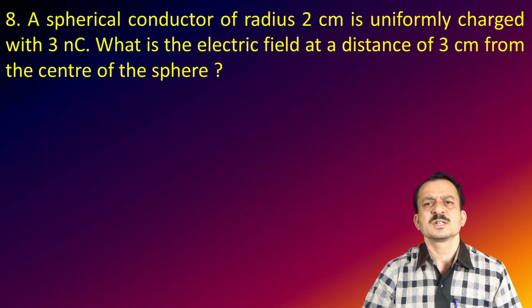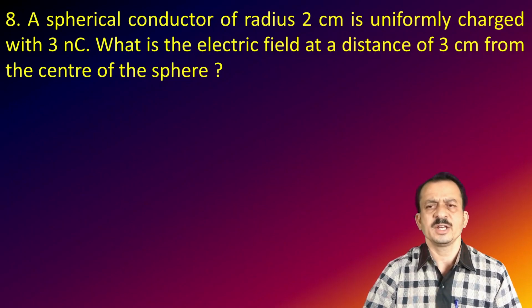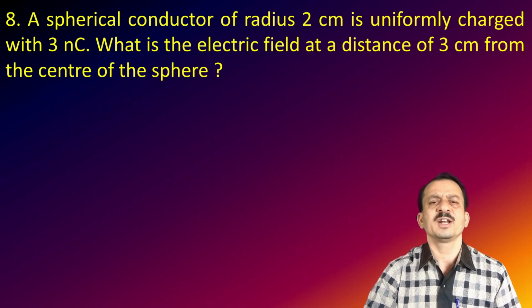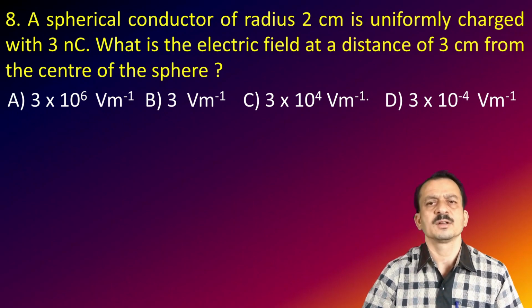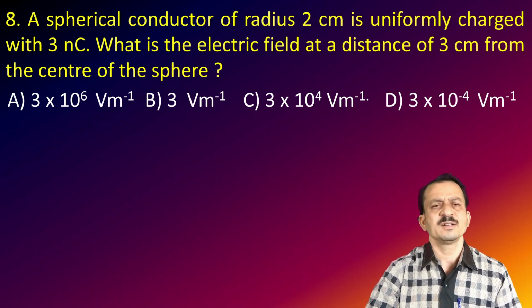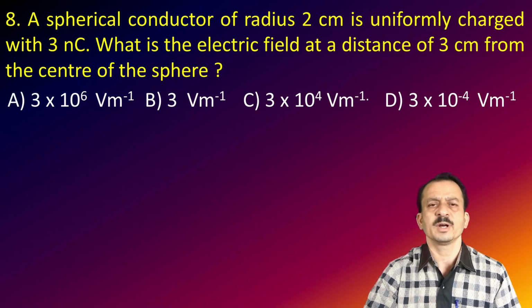Next problem. A spherical conductor of radius 2 cm is uniformly charged with 3 nanocoulomb. What is the electric field at a distance of 3 cm from the center of the sphere? Now we have a sphere which is having a charge of 3 nanocoulomb. Now what is the electric field at 3 cm from that sphere? Now options are A, 3 into 10 to the power of 6 volt per meter, B, 3 into 3 volt per meter, C, 3 into 10 to the power of 4 volt per meter, and D, 3 into 10 to the power of minus 4 volt per meter.